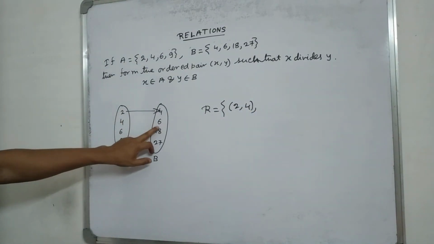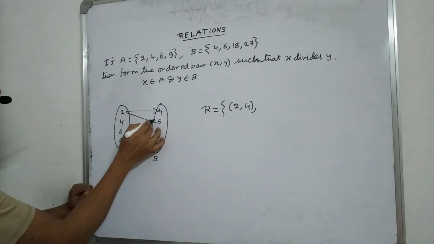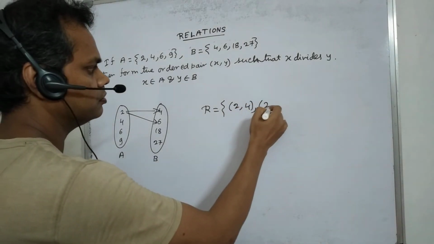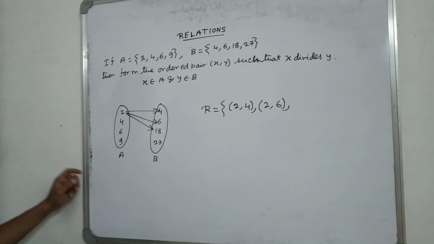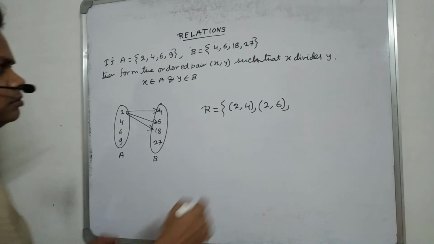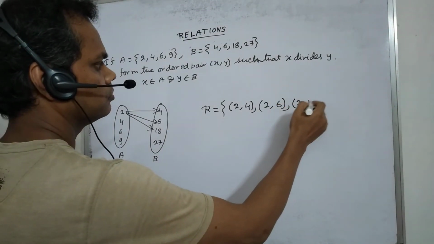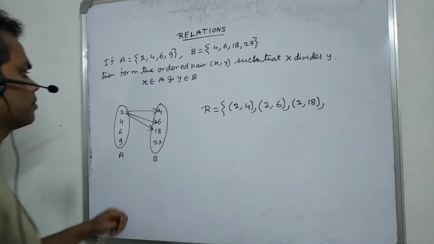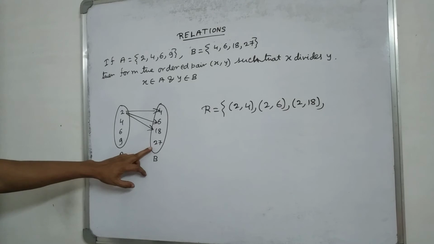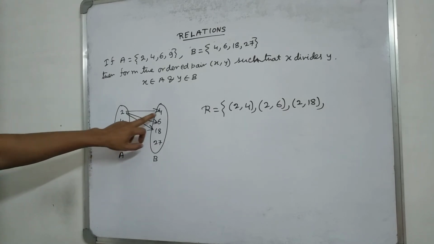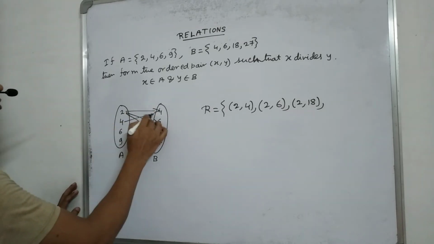2 divides 6 because 2 threes are 6, having another relation. 2 divides 18, having another relation. 2 does not divide 27, having no relation. 4 divides 4, having a relation.